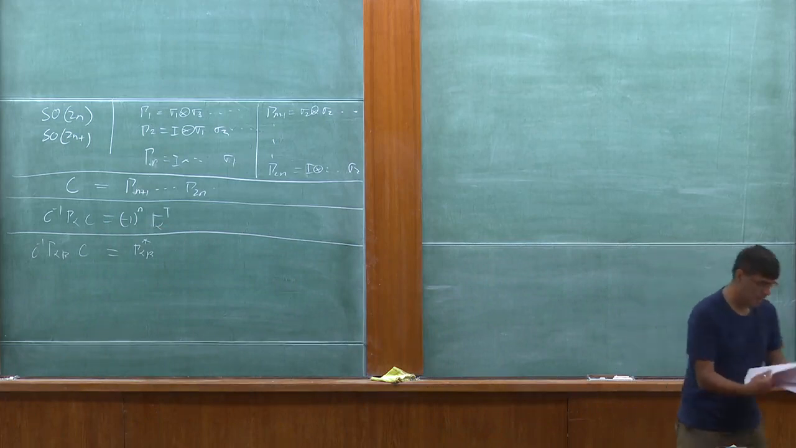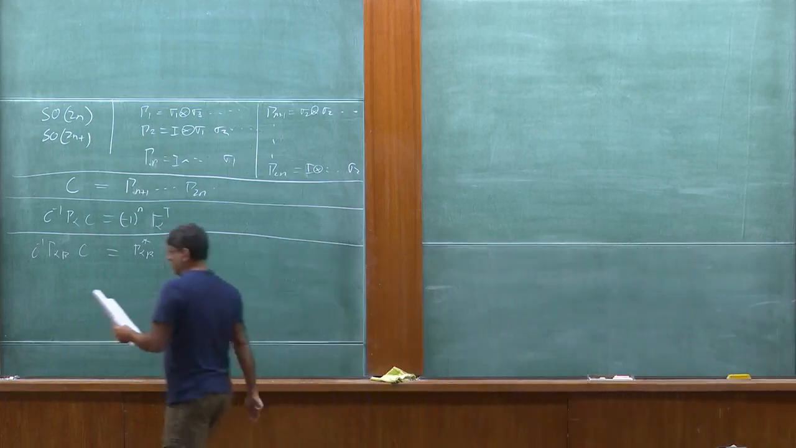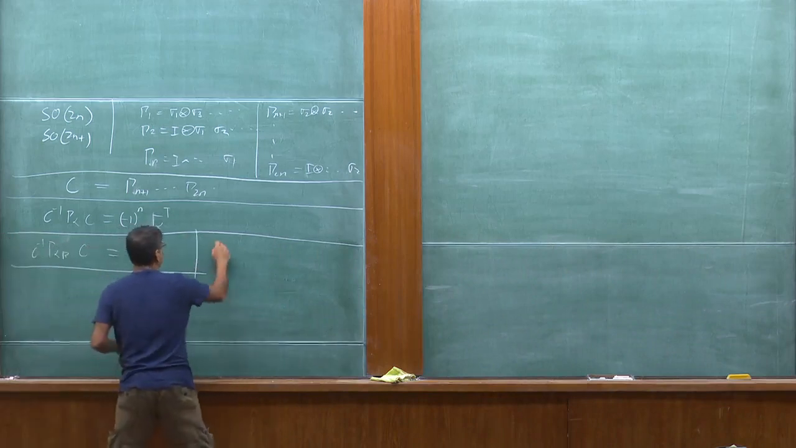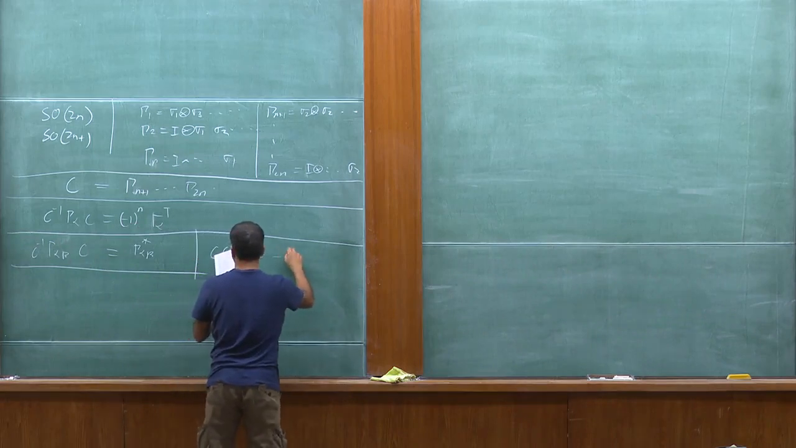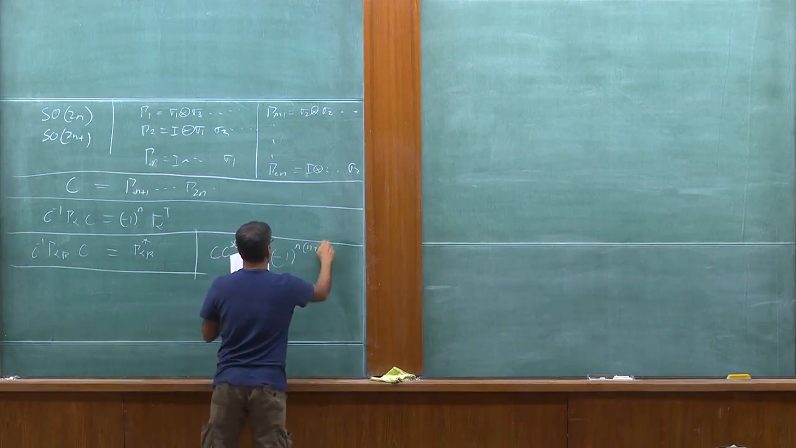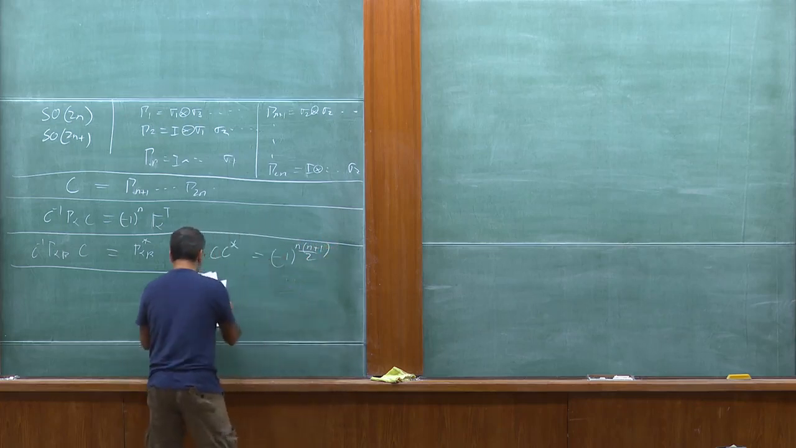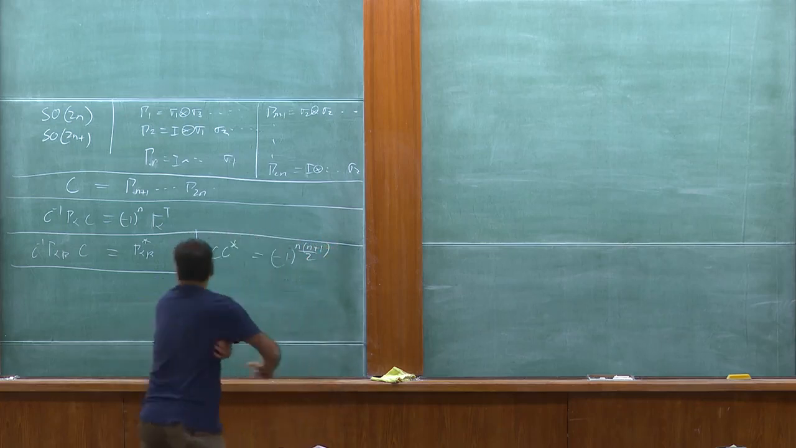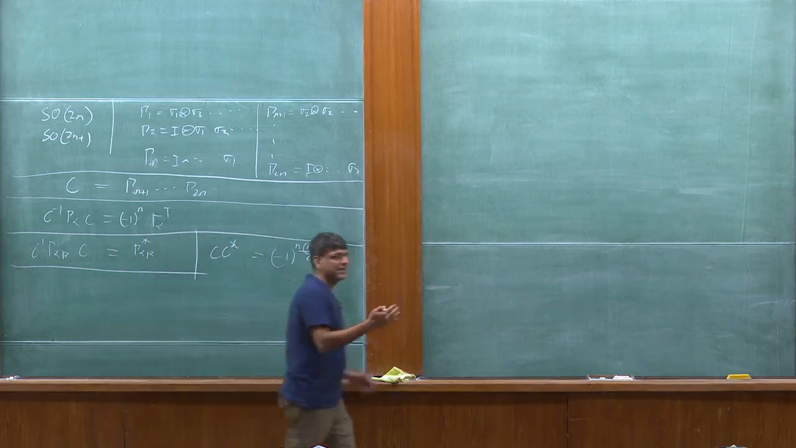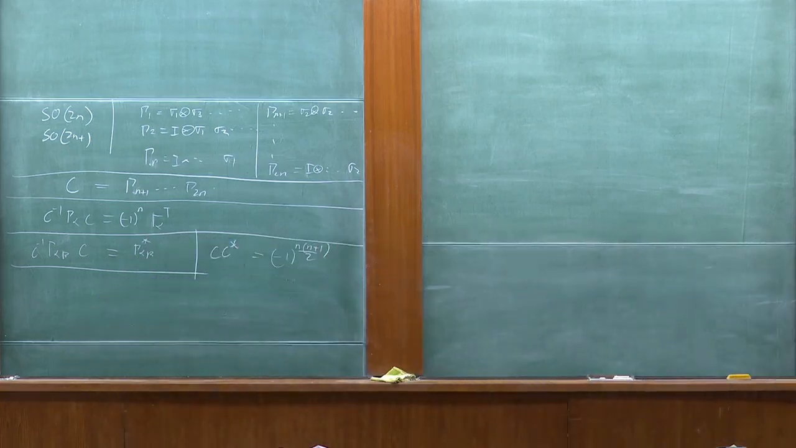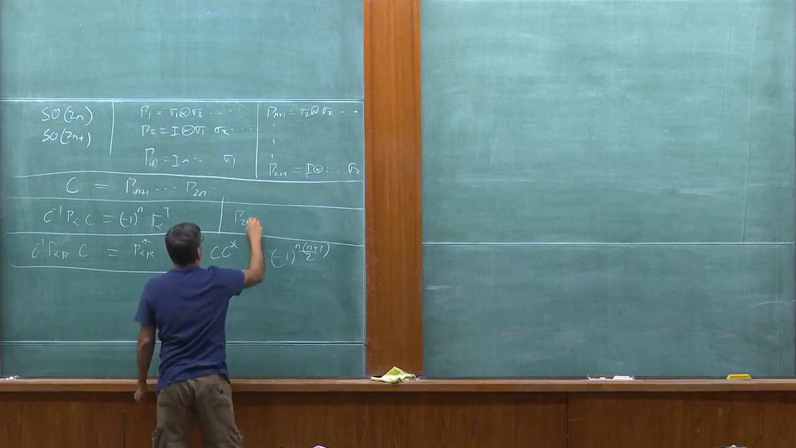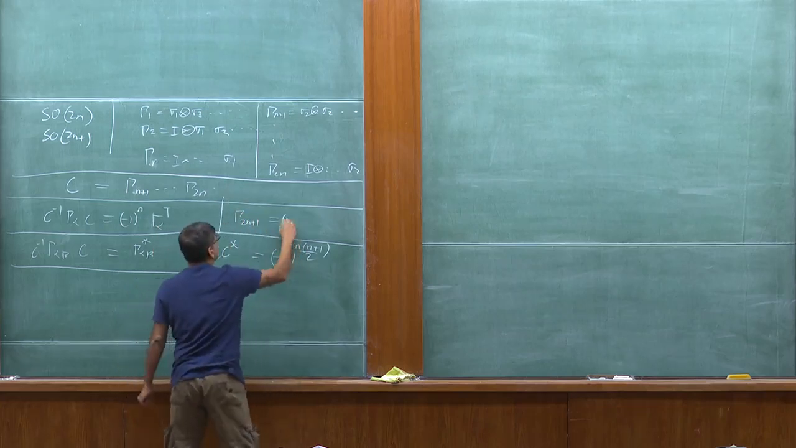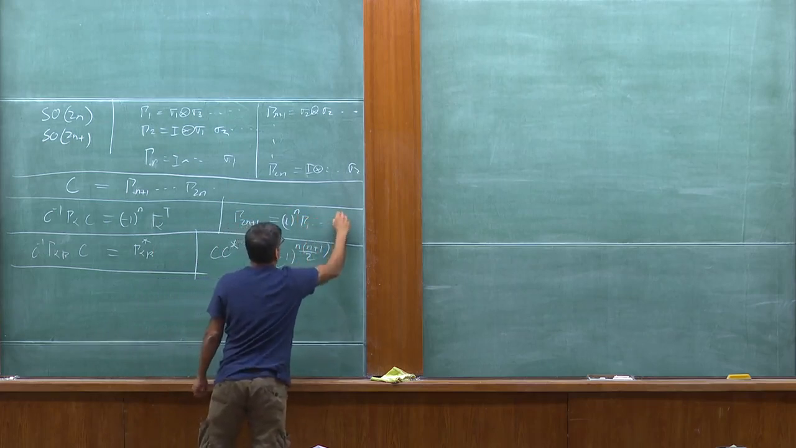Then we also looked at what C C star was, and we found that this quantity was (-1)^(n(n+1)/2). And we also explained that SO(2n) had chiral spinors. We also defined gamma 2n+1, which was i to the power n gamma 1 up to gamma n.